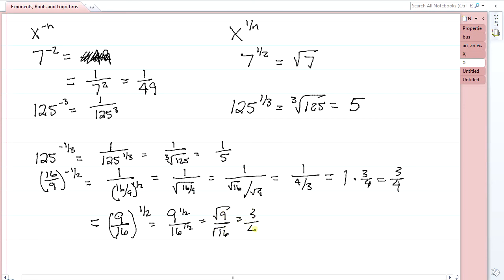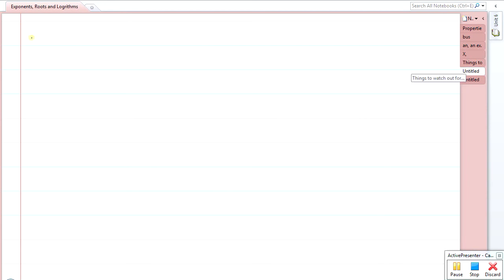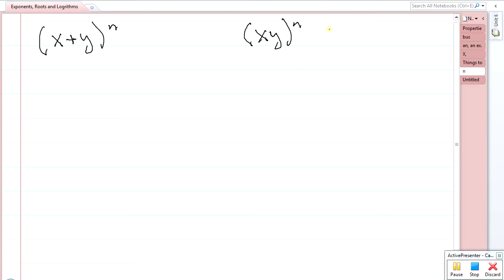3/4. The last one that causes students a lot of grief is the difference between x plus y raised to a power and xy raised to a power. We already know, based on the rules, that this is going to be x to the n, y to the n. So if I had just simply done a problem, x times y raised to the second, I would have gone x to the second, y to the second.